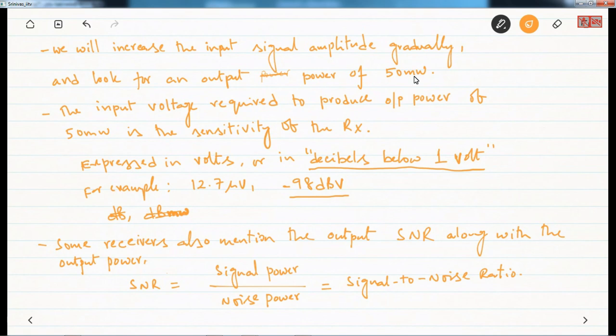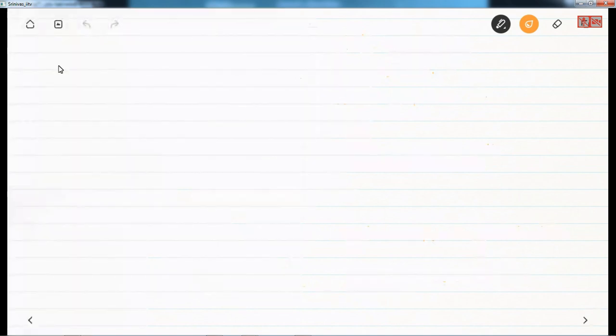Now another receiver also needs 10 microvolts of input amplitude to give an output power of 50 milliwatt, same as the first receiver, but its output SNR, signal to noise ratio, is 20 dB. That means at the output of the second receiver, the signal is 20 dB above the noise level. So that output quality is much better than the first receiver's. We should accept the second receiver as the better receiver.